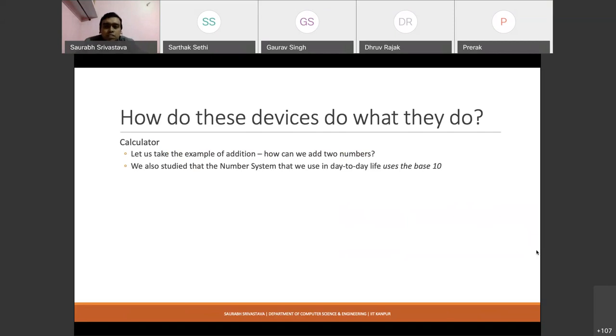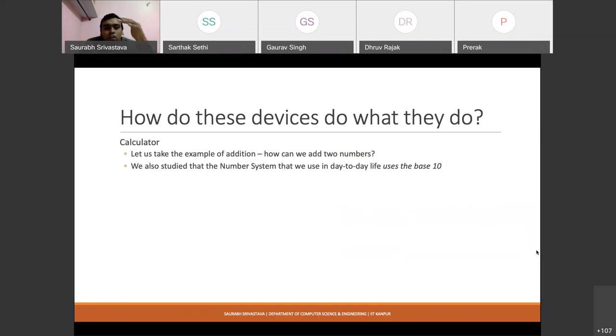Now this is basically how we learned addition: you first add the ones positions and then there is a carry, it goes to the tens position, you sum it up again, if there is another carry you go to the hundreds position, and so on and so forth.